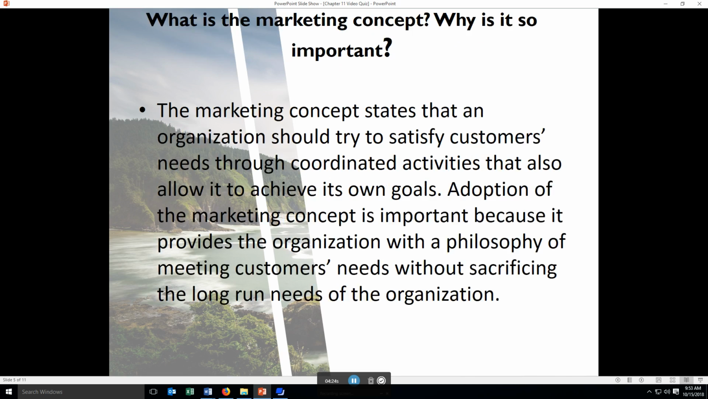What is the marketing concept? Why is it so important? The marketing concept states that an organization should try to satisfy customers' needs through coordinated activities that also allow it to achieve its own goals. Adoption of the marketing concept is important because it provides the organization with a philosophy of meeting customers' needs without sacrificing the long-run needs of the organization.